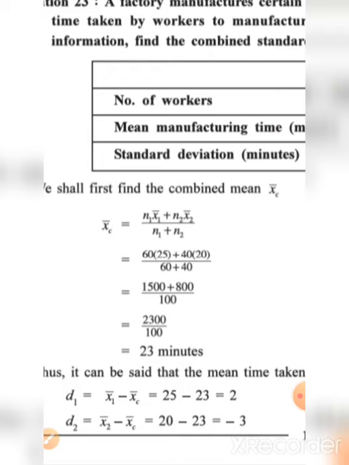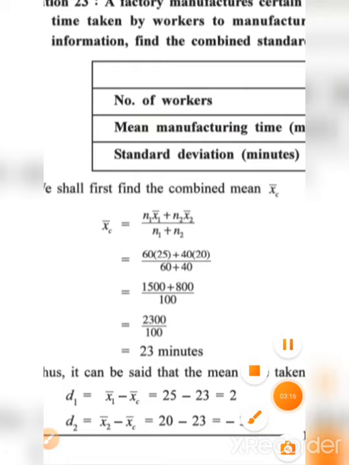Right? We'll take the values from above, that is 25 minus 23, which gives you 2. Similarly, d2 is the mean for the second group minus your combined mean, that is 20 minus 23, which gives you minus 3. Right? So over here we have got d1 and d2. Also we have the number of observations, and we have the standard deviations also.